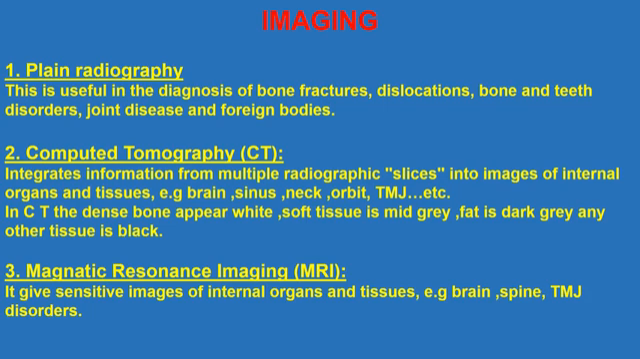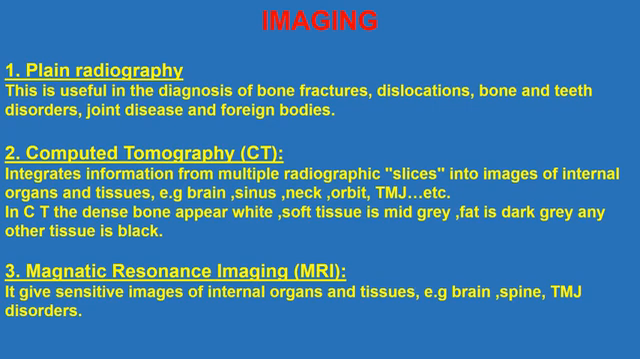Number 2, computed tomography or CT scan, which gives integrated information from multiple radiographic slices into images of internal organs and tissues. Usually used for diagnosis of disease in the brain, sinus, neck, orbit, TMJ, etc. In CT, the dense bone appears white, while soft tissue is mid-gray, fat is dark gray, and air appears as black. 3. Magnetic resonance imaging, MRI.